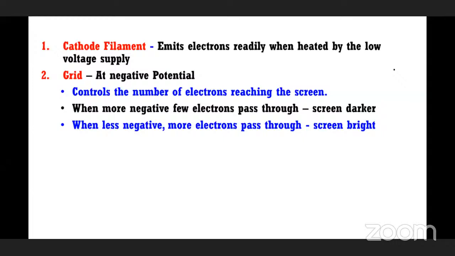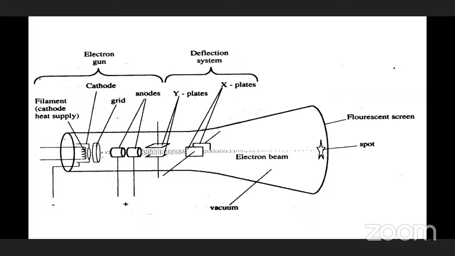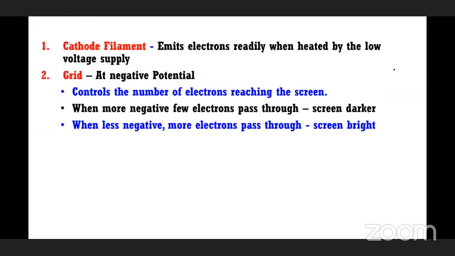We have the cathode filament, which emits electrons readily when heated by the low voltage supply. You can be asked, what is the purpose of the cathode filament? The cathode filament is to emit electrons in many directions when the filament is heated directly. You can be asked in an exam what is the process of emitting electrons in the cathode filament. This one is simply thermionic emission.